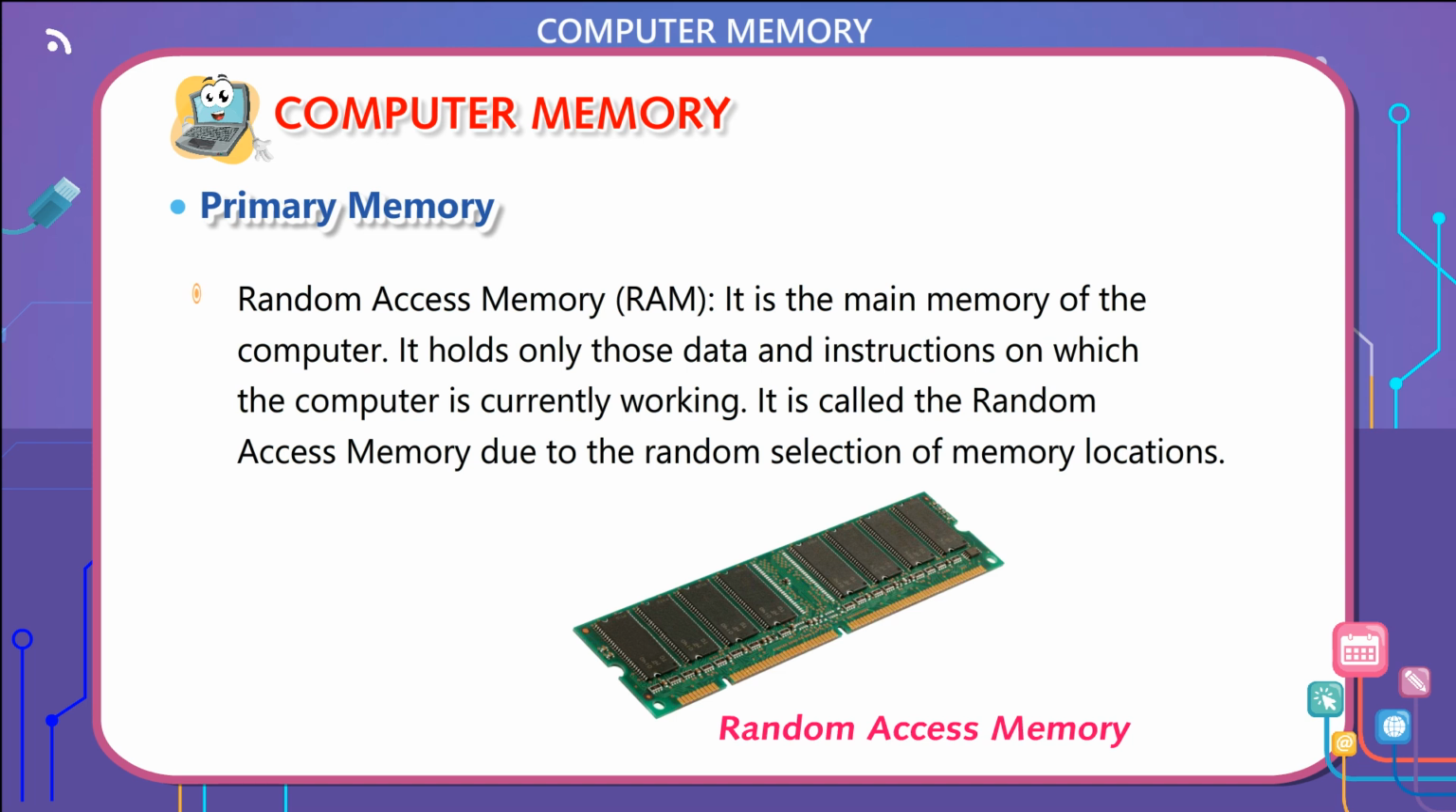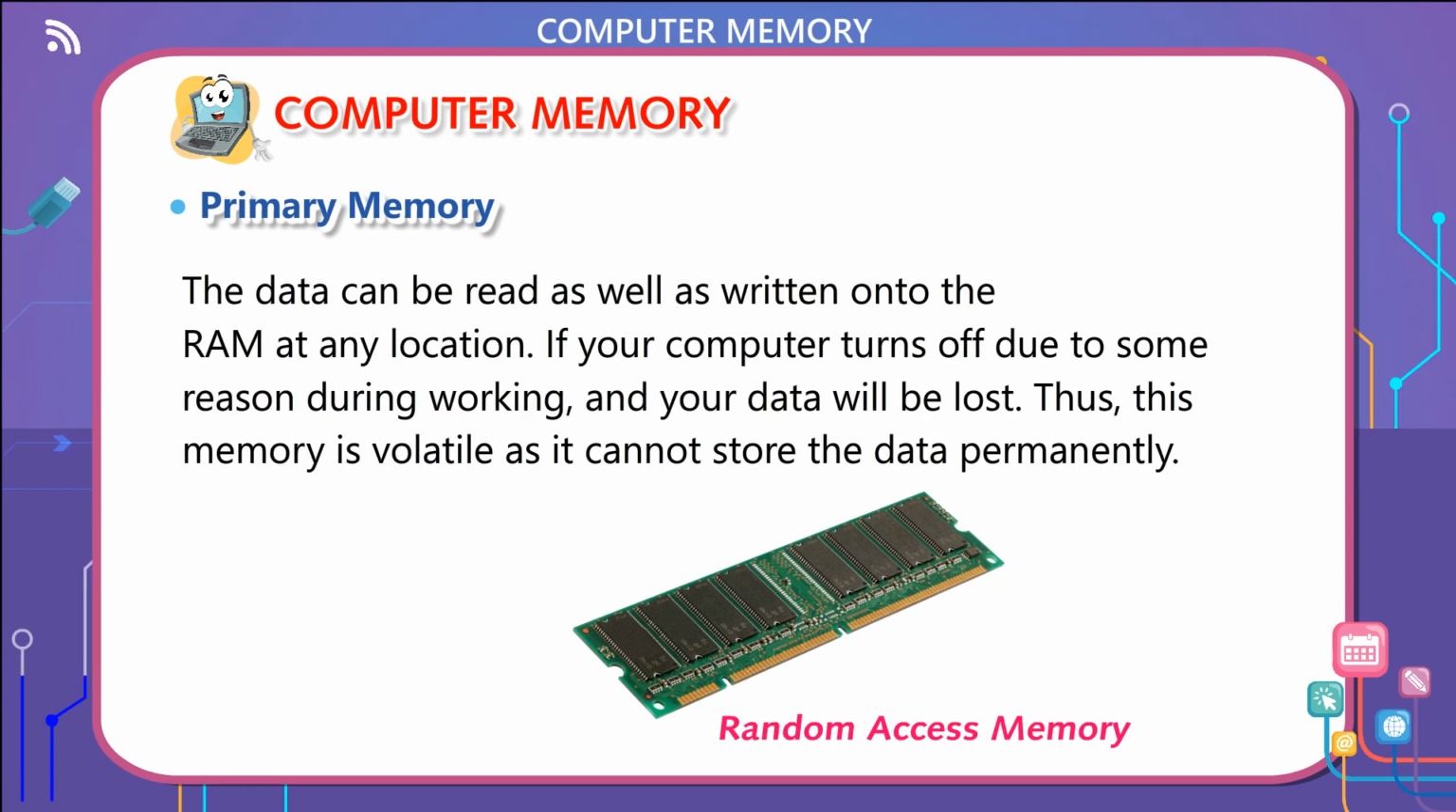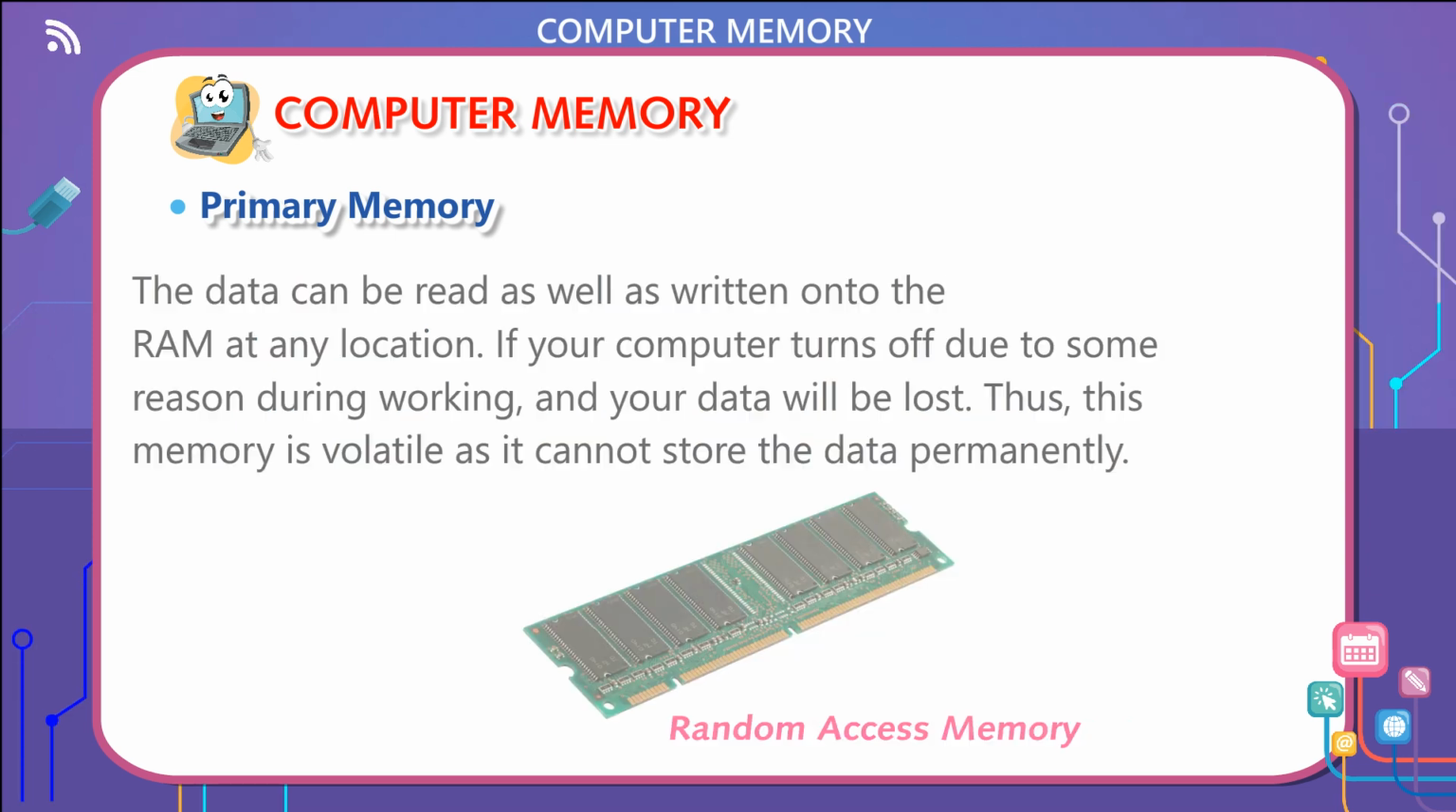Random access memory, RAM. It is the main memory of the computer. It holds only those data and instructions on which the computer is currently working. It is called the random access memory due to the random selection of memory. Due to the random selection of memory locations, the data can be read as well as written onto the RAM at any location. If your computer turns off due to some reason during working, your data will be lost. Thus, this memory is volatile as it cannot store the data permanently.